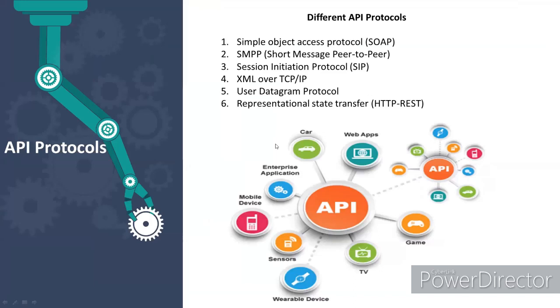And in API, we have different protocols. We have something called SOAP protocol. If you are going for an interview, they will ask you these things. Simple Object Access Protocol. SMPP, Short Message Peer-to-Peer. This protocol is what we use in the telecom industry to send SMS. When you send an SMS from your mobile device and it's received by MTN, it's received through this protocol, SMPP. You get?